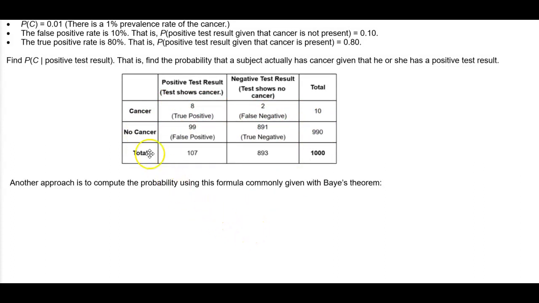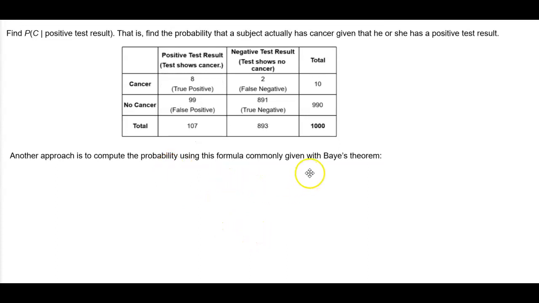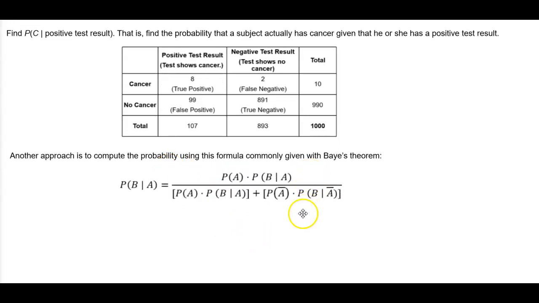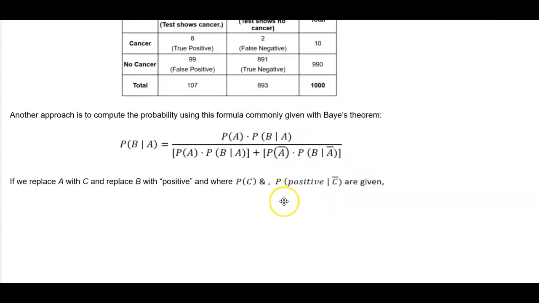So by using this other approach, we're going to be using Bayes' theorem. Bayes' theorem is the following. The probability that B occurred, provided that A has already occurred, is equal to the probability of event A times the probability of event B, provided that A has already occurred, divided by the probability of A times the probability of event B, provided that A has already occurred, plus the probability of the complement of A times the probability of event B, provided that the complement of A has already occurred.